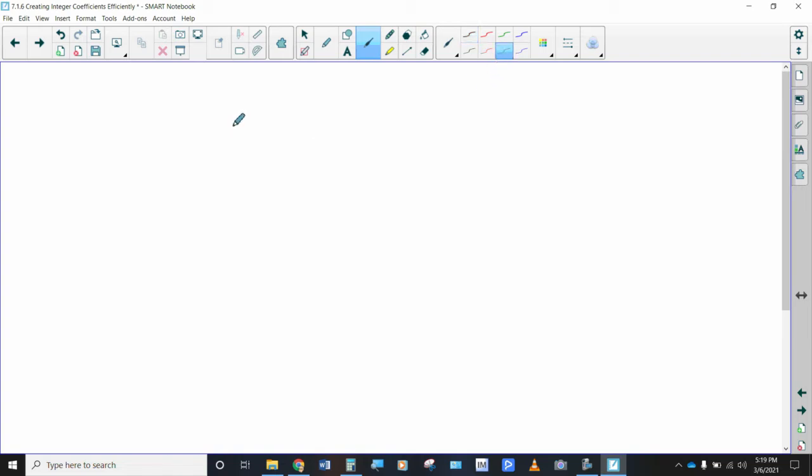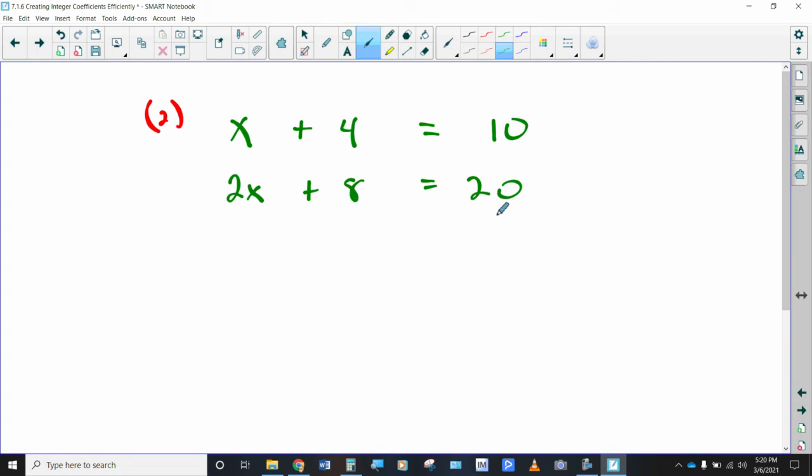If I have the equation x plus 4 is equal to 10, we all know x is equal to 6, right? Because 6 plus 4 is 10. Okay, if I were to multiply this entire equation times 2, you would have to multiply every single term times the 2. So it would become 2x plus 2 times 4 is 8 equals 2 times 10 is 20. So these two are what we would refer to as equivalent equations.